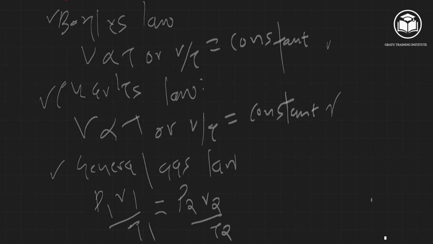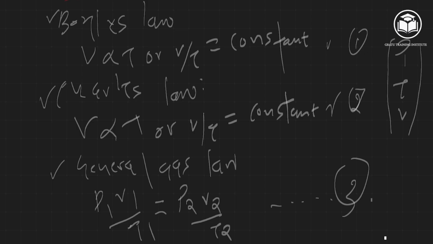That is for Boyle's. Now, combining equation 1 with equation 2 gives us equation 3, which is the combined gas law, the general equation. If you want to compute anything relating to pressure, temperature, and volume, we are going to use these 3 equations: Boyle's law, Charles' law, and the combined gas law.